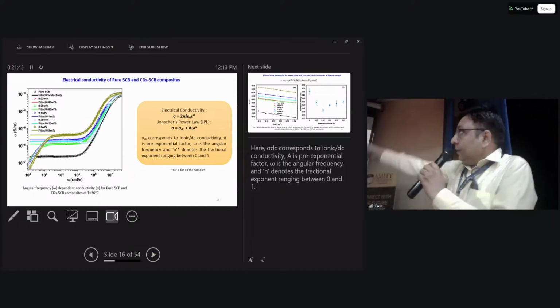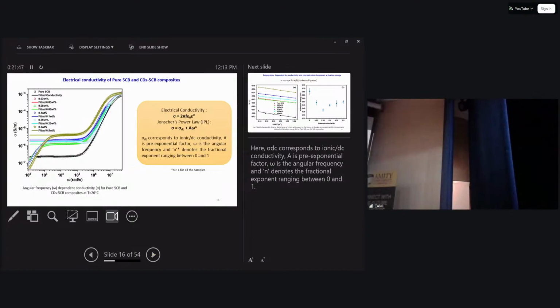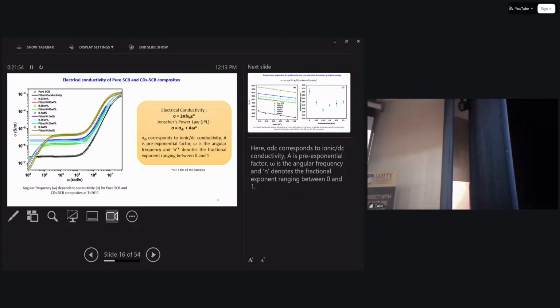For that, you can see here a graph plotted between the frequency and the conductivity. It is very interesting to see that if I pick up this pure sample here, it starts from here and goes up like this. This flat portion, which remains independent of frequency, gives us the DC conductivity. We can call it ionic because there are ions available in the matrix. After a certain frequency, this shoots up and goes up with the frequency. That is called the AC part.